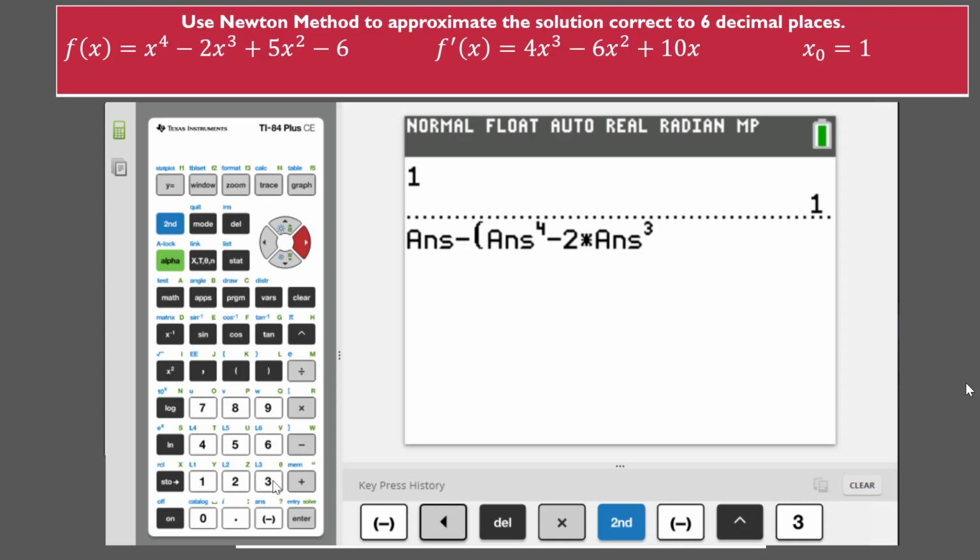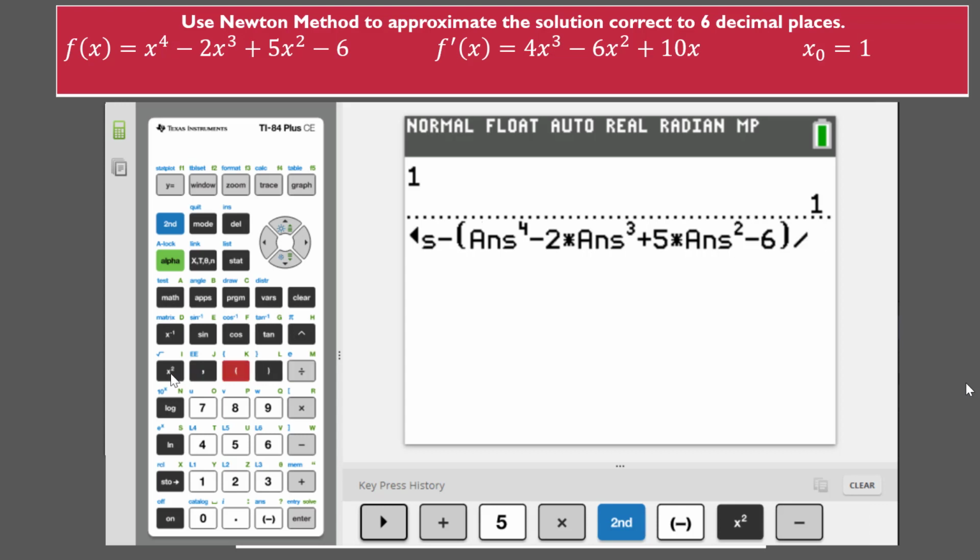And then plus 5 times x squared, which is second ans squared. Then minus 6. So this is the f function. And then divided by, open another parenthesis.